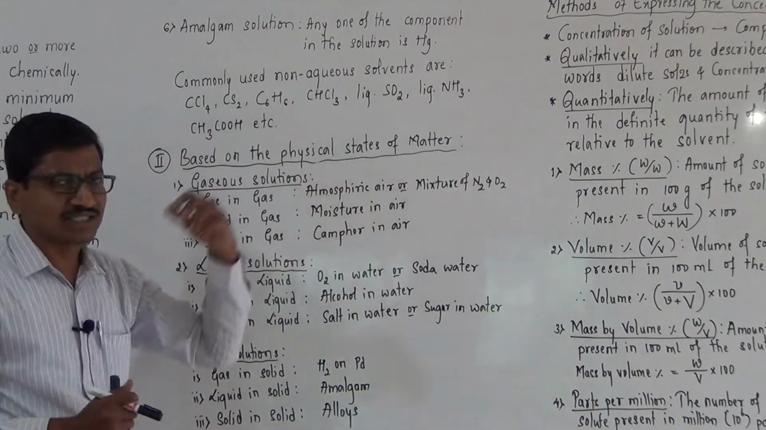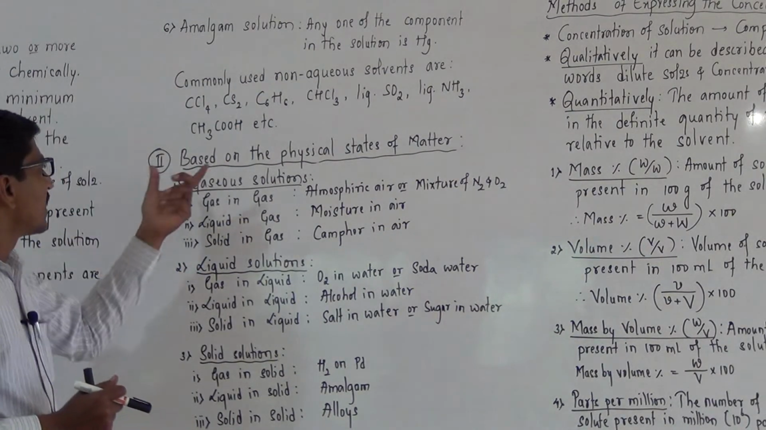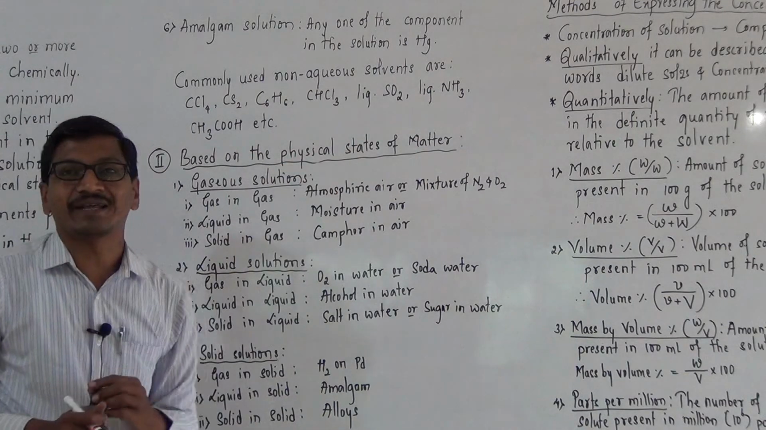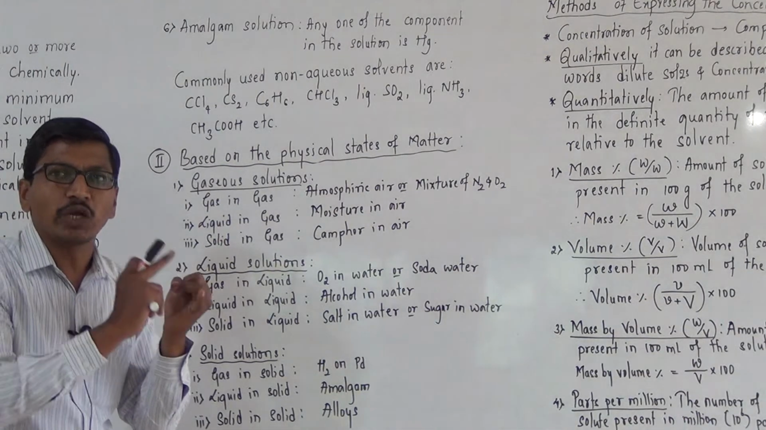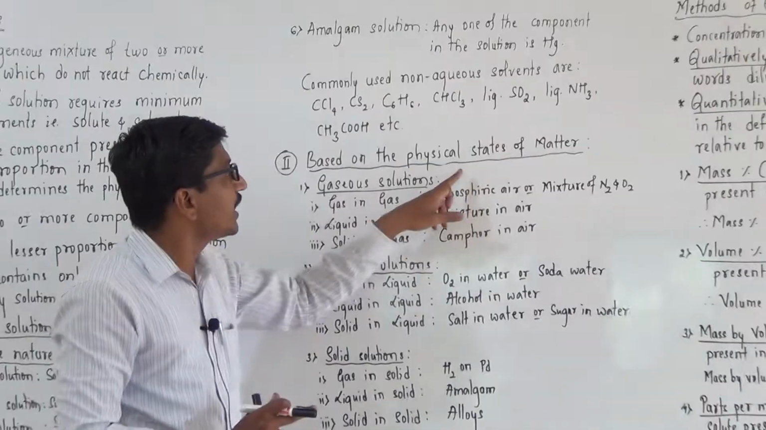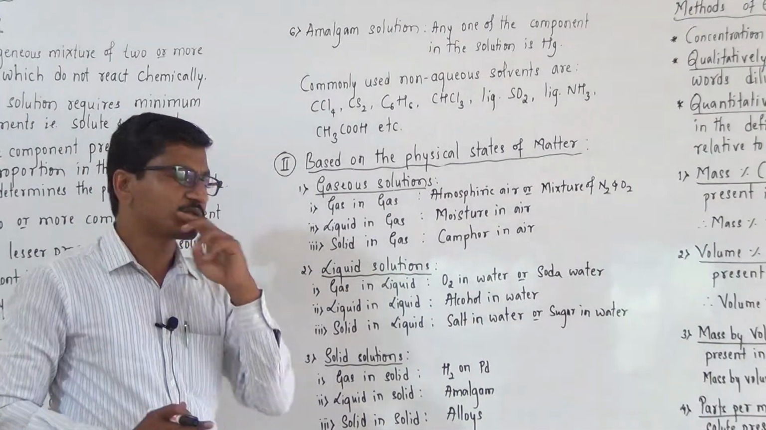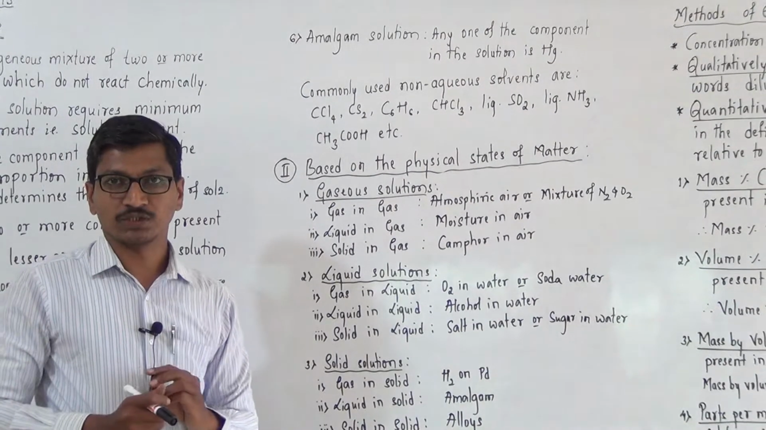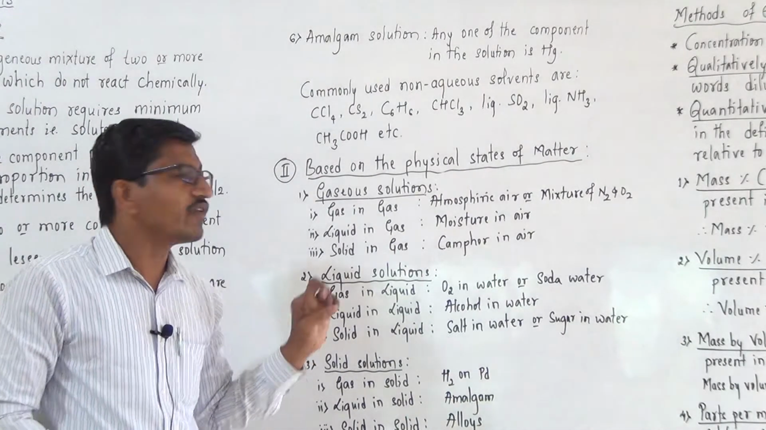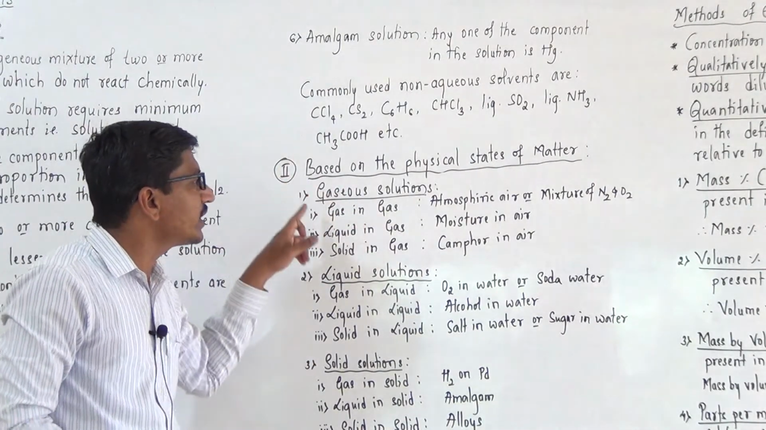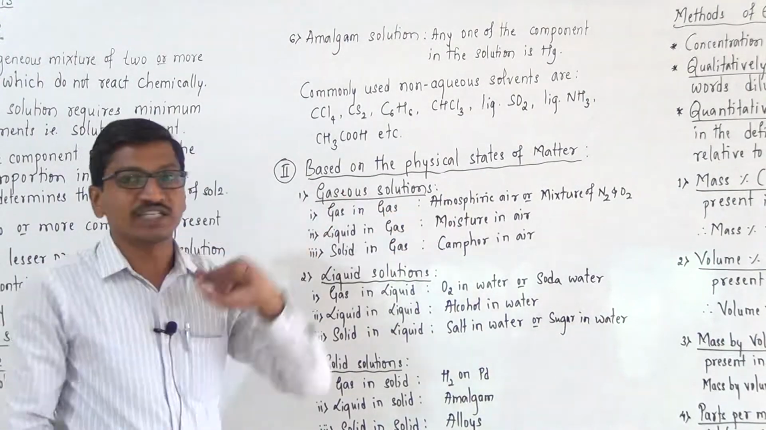Then the second classification of solutions is based on the physical states of matter. Matter is generally classified into three types: solid, liquid and gas. Based on the physical states of matter, solutions are classified into three types. First is gaseous solutions, in which the solvent is a gas and the solute is either gas, liquid or solid.